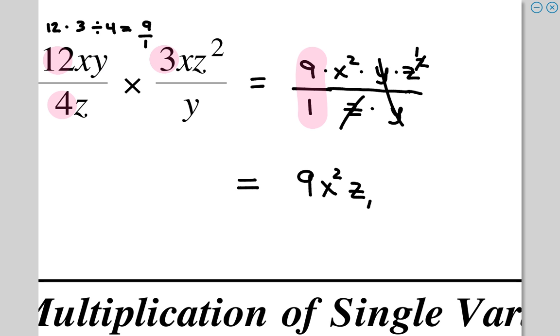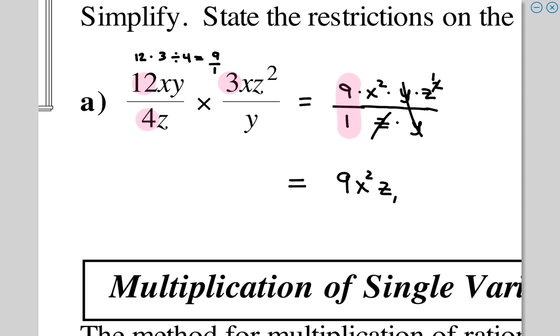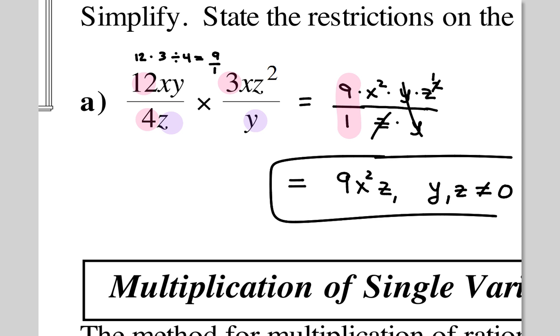Comma, and now the conditions. What are the conditions? I'll highlight them in purple. y and z are not allowed to be 0. So y, comma, z not allowed to be 0. Final answer. Any questions about that? You guys will find that the multiplication is much easier.